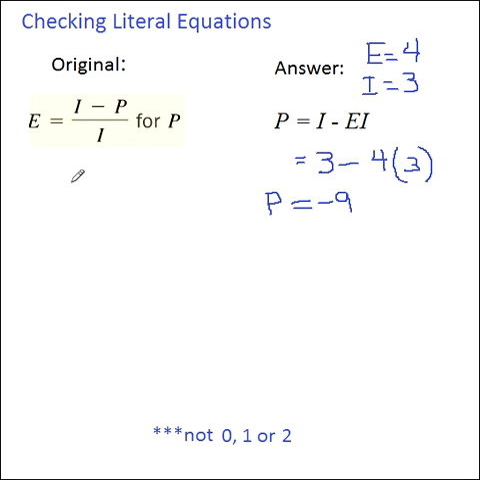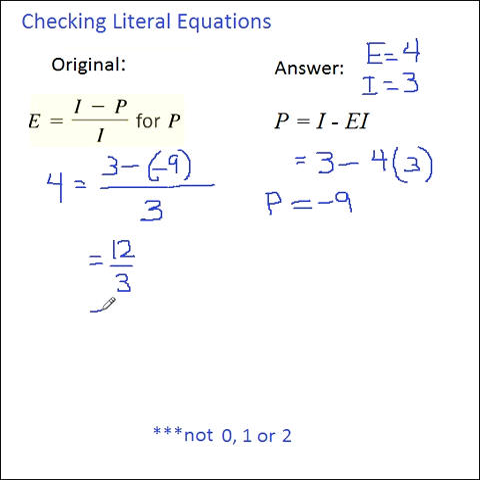Alright, so E is the value 4, and that's equal to I, which is 3, minus P, which is a negative 9, all divided by 3. 3 minus a negative 9 is 12, divided by 3 is 4. And so we get the statement 4 equals 4, which is certainly true, and our answer is validated.